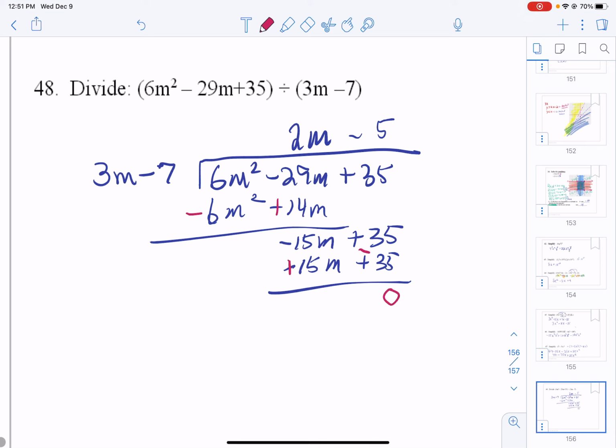This is your answer to your subtraction, and that last step will always be any remainder. This one has no remainder, so you don't have to put anything. If you had, say, a 1 down there, you would put a 1 over 3m minus 7. So that's how you handle remainder, put it as a fraction. But we don't have a remainder for this one, so that is our answer. Our answer is 2m minus 5.